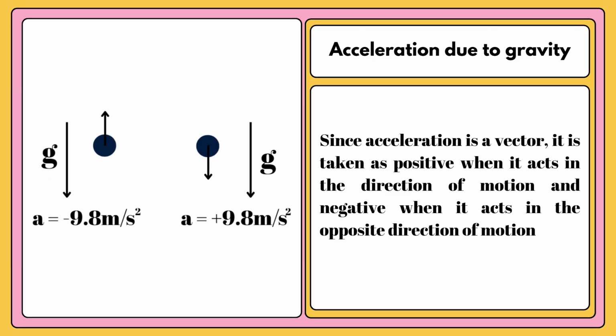Since acceleration is a vector, it is taken as positive when it acts in the direction of motion and negative when it acts in the opposite direction of motion. If we observe this figure, in the first case, the ball is moving up, but gravitational acceleration is acting downwards, which is opposite to the direction of motion of the ball. So the acceleration is taken to be minus 9.8 meters per square second. In the second case, the ball is moving down and the gravitational acceleration is also acting downwards, in the same direction as the motion. So the acceleration is taken to be plus 9.8 meters per square second.